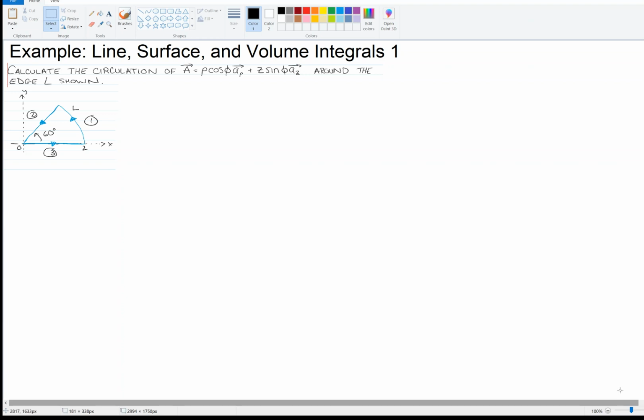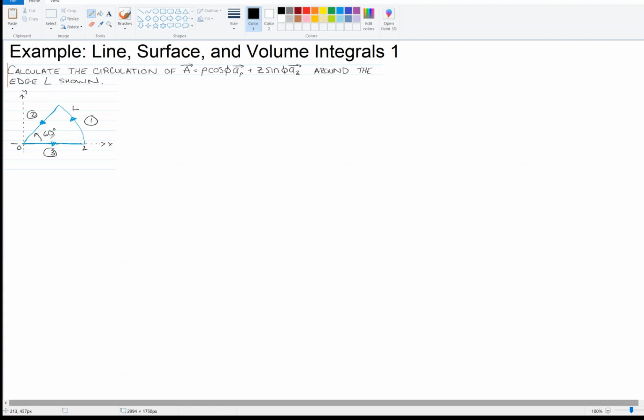This is an example of line, surface, and volume integrals. What I've got is a path, and in this path I'm in the xy plane, and I'm going from looks like 2, 0 up this arc at 60 degrees, and then I'm going to come back down to the origin, and I'm going to go back to where I started.